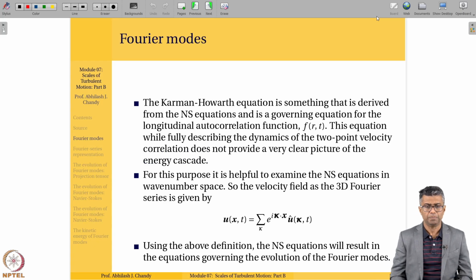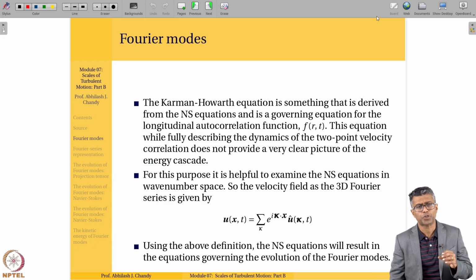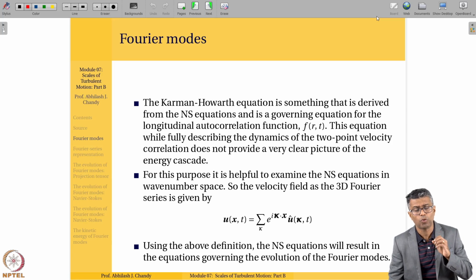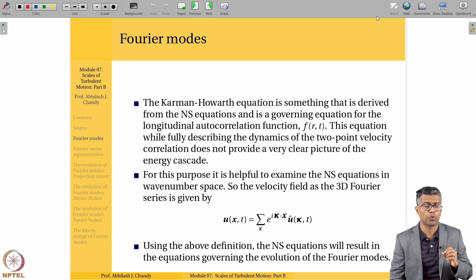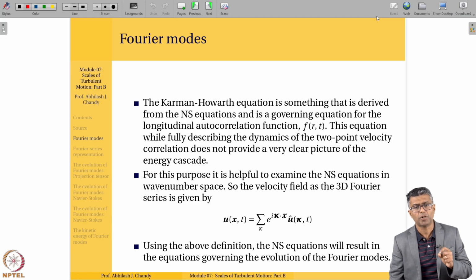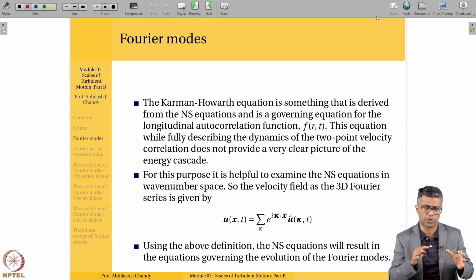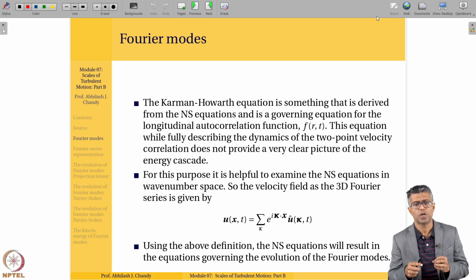So let's get started. We showed you earlier, towards the end of module 6, how the longitudinal autocorrelation function was represented, and we called it f of r, t there as well. Now, the Karman-Howarth equation, which is sort of out of the scope of this class, is derived from the Navier-Stokes equations for the longitudinal autocorrelation function. So just know this.